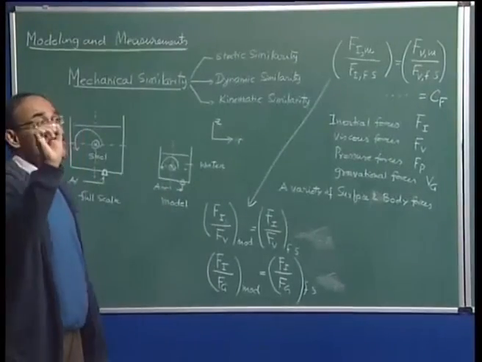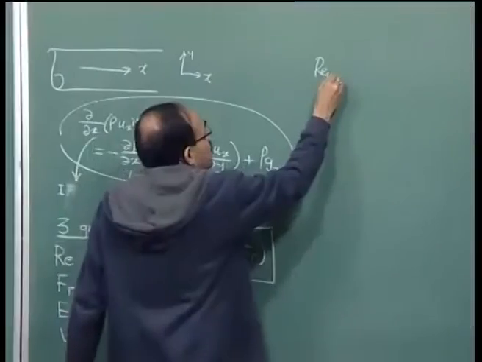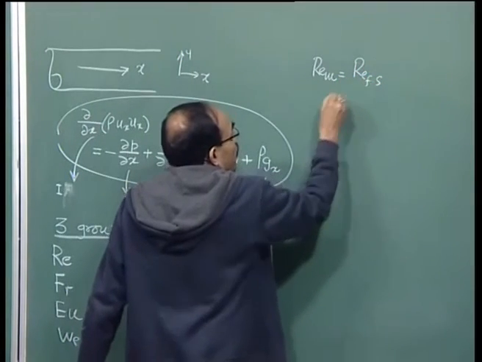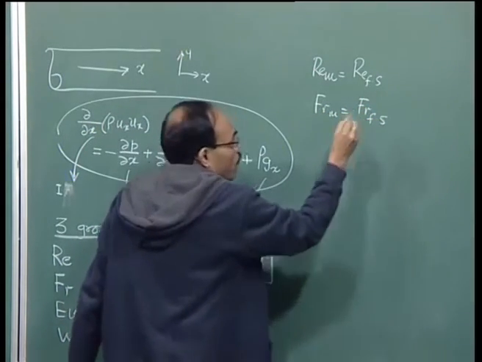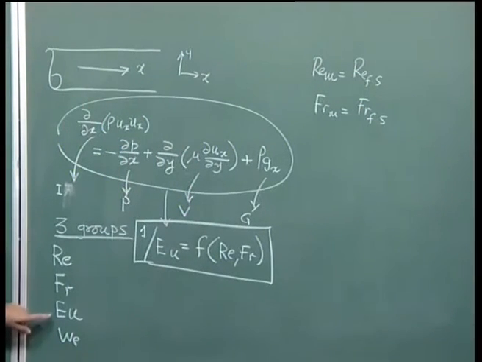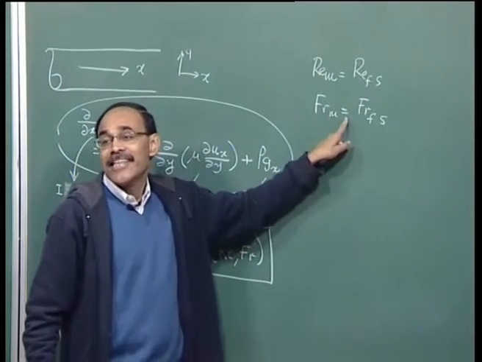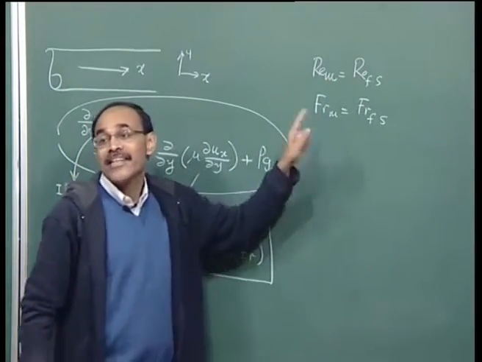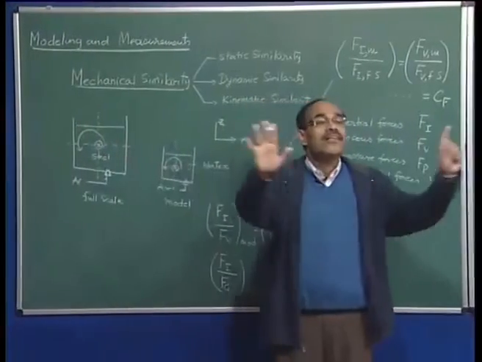So, the essential condition for dynamic similarity, I can now summarize: we require Reynolds model to be equal to Reynolds full scale, and Froude model to be equal to Froude full scale. If you ensure these two, then automatically the Euler's number is going to be equal. Of course, I am dealing with a situation in which the Weber number of surface tension force is not important. In the situation in which inertial, gravitational, viscous and pressure forces are relevant, if I can maintain this equality between the model and the full scale, Reynolds similarity as well as Froude similarity, then I can say that the two systems, the model level as well as the full scale system, are going to be dynamically similar.